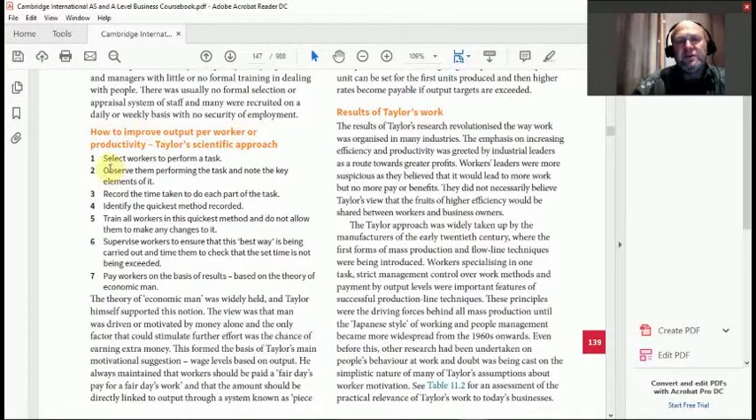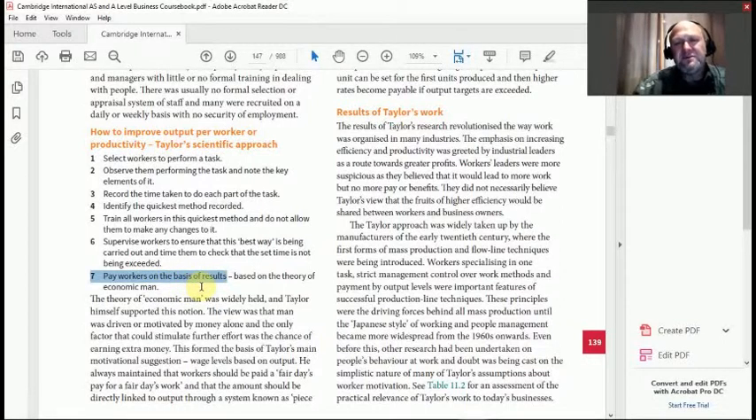How do you improve a worker's productivity? Select workers to perform the task, observe them performing the task, record the time taken for each task, identify the quickest method, record it, then train the workers with the quickest method, and then supervise the workers, ensure the best way is being carried out, and then of course pay the workers based on their result, and pay the workers based on the theory of economic man. So when you hear the word economic man, you must think Taylor's theory or scientific management.